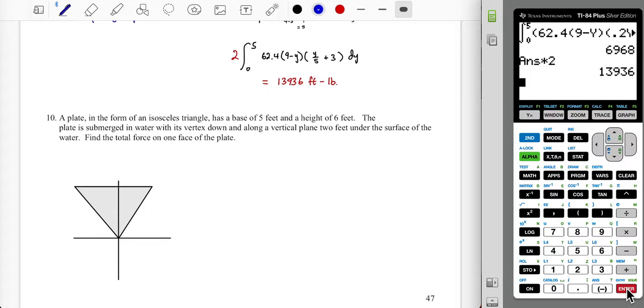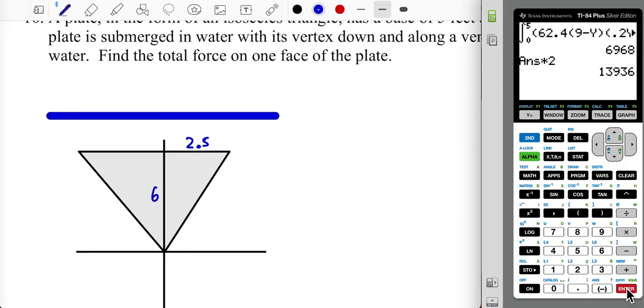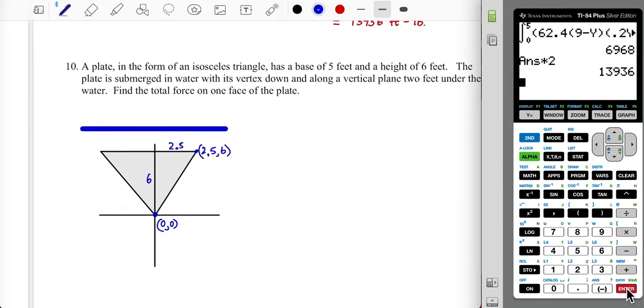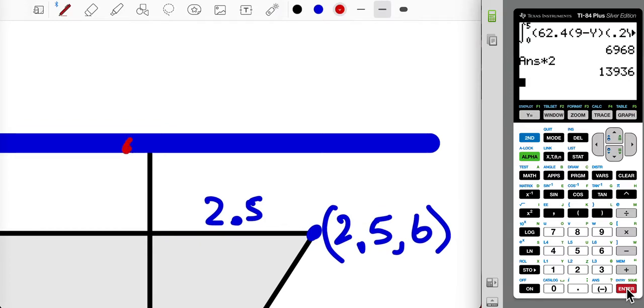So I'll just rough it out here. Again, they said base of 5. So that means its half base is going to be 2.5. And a height, I already forgot, 6. I've said it like 6 times, but I already forgot. And so 2.5 comma 6 is one of the coordinates. The other one, and it does appear to be linear again, is 0, 0, so that's good news. Now, again, it's 2 feet under the surface of the water. So that's going to get us up to 8. Actually make that look like an 8.